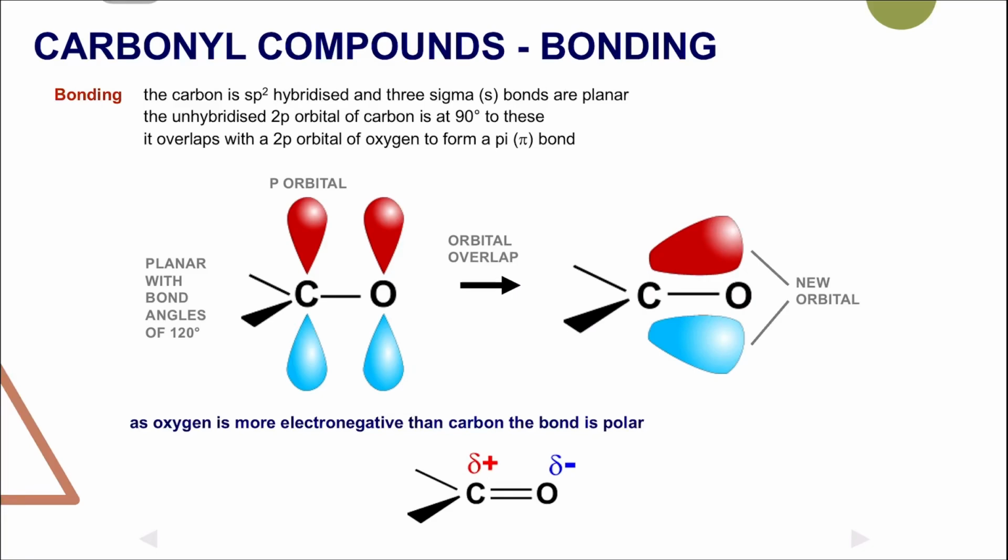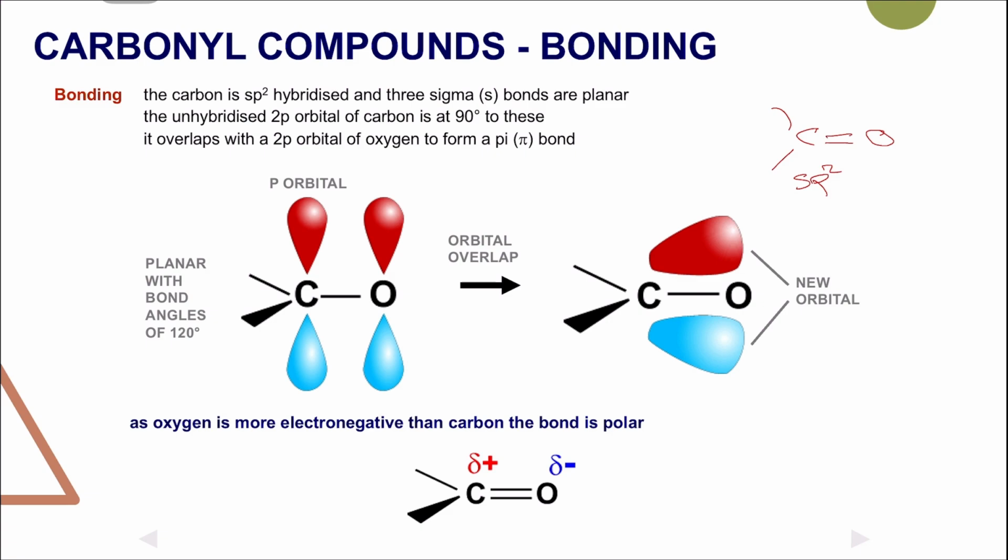Now let's talk about the properties of the carbonyl group. To understand the properties of the carbonyl group, we need to understand the bonding within it. We know that the carbonyl group is a carbon that has a double bond with an oxygen. Any carbon with a double bond will be an sp2 hybridized carbon, so the hybridization state of the carbonyl carbon is sp2.